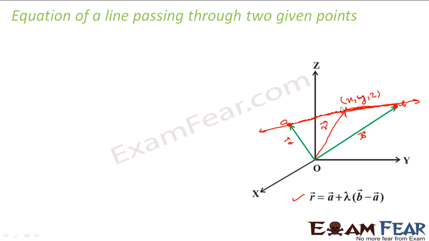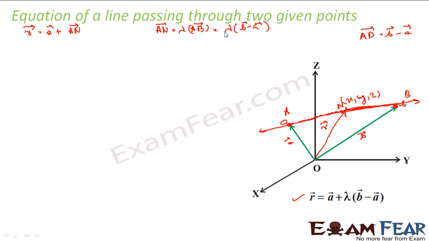Let me put some point N here. So R vector is nothing but my A vector plus the AN vector. AN vector is nothing but some lambda times the AB vector, because the length is different. So I multiply with some lambda because the magnitude will change but the direction is all the same. Please note, AB vector in this case is B vector minus A vector. So I have AN is lambda times (B vector minus A vector).